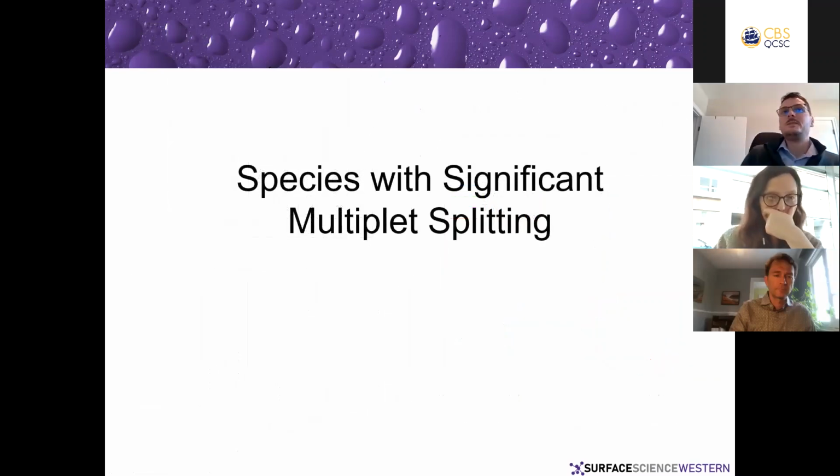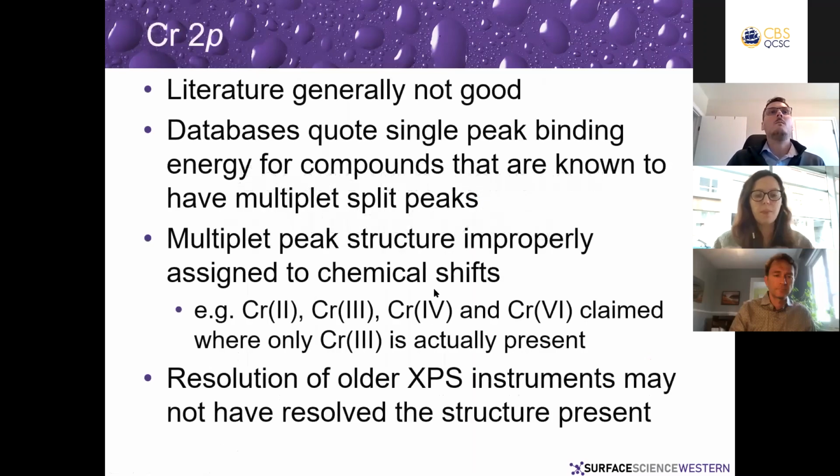So then when we get into species with significant multiplet splitting, we got into this back in early 2000s, 2003, 2004. We were looking at chromium materials, so chromium on steel. When we got looking into the literature, we realized that the literature was not very good. So there were even databases that were quoting single peak binding energies for compounds that are known to have multiple split peaks, like I showed you for the chromium 3 species.